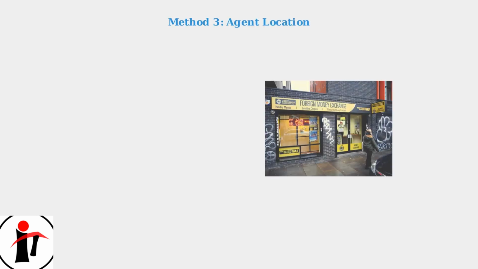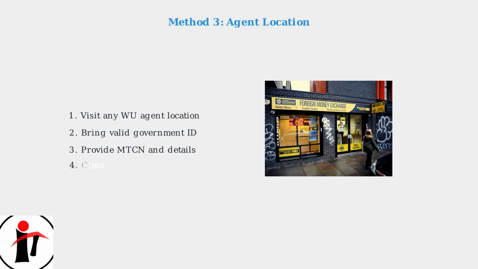Method 3. Visit a Western Union agent location. This method provides immediate assistance and instant cash refunds. Visit any Western Union agent location with a valid government-issued ID and your MTCN. Complete the cancellation form and receive your cancellation receipt immediately.